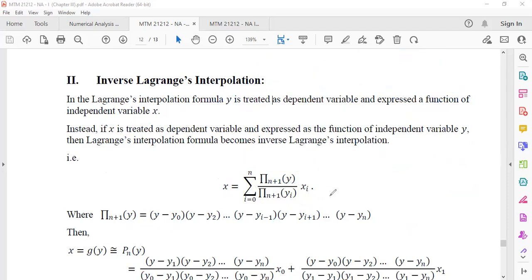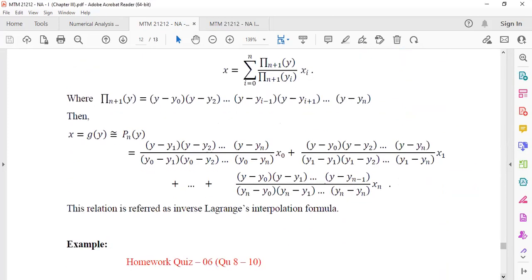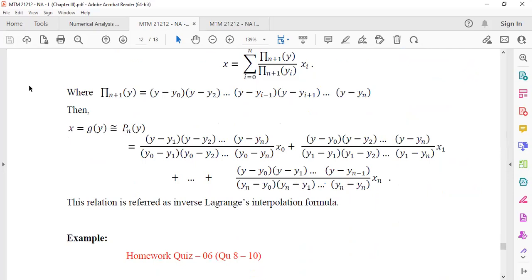Okay, so it will be like this. I have written it down, so I'll show you. x can be written as g of y, or a function of y, or Pn of y, a polynomial of y, which is equal to, see here, if I write separately, the first term: if I am considering x naught, I don't need to consider y naught, isn't it? So without y naught, I write the numerator y minus y1, y minus y2, up to y minus yn. In the denominator, I use that y naught to write all these terms, okay?